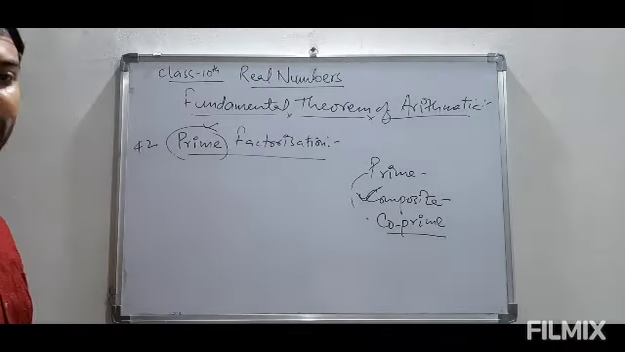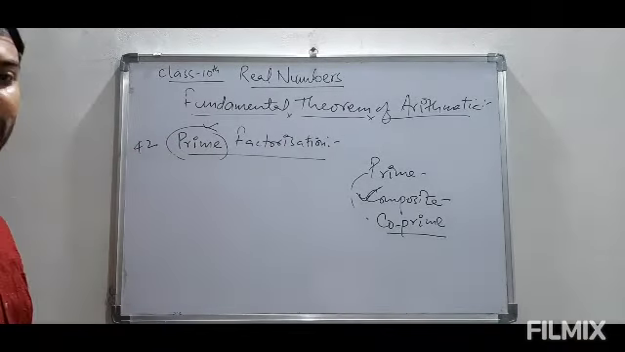Because 1 is neither prime nor composite. So what are composite numbers then? So let us come to the definition of composite numbers. As we have seen, the definition of a prime number is a number which has exactly two factors. Out of these two, the first factor is that number itself and the second factor is 1.